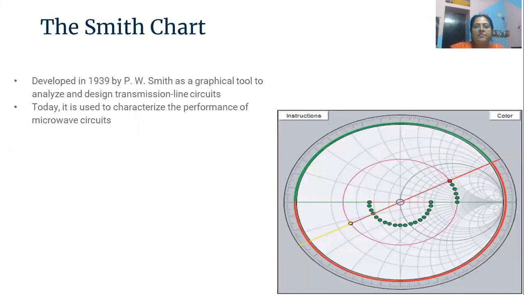So, it is a graphical representation which is used in many applications to calculate the performance of microwave circuits, as well as for designing the transmission line.